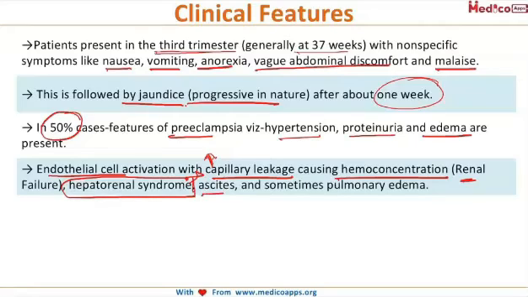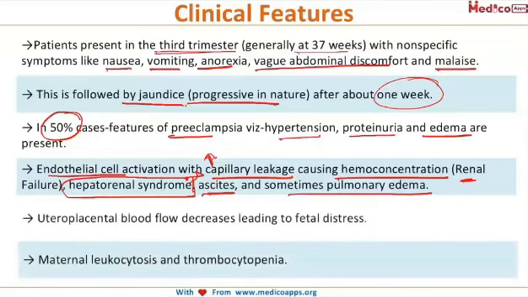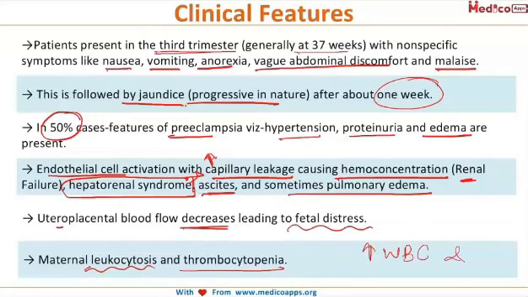There may also be presence of ascites and sometimes pulmonary edema. Then again, due to hemoconcentration, the uteroplacental blood flow also decreases, and this will lead to fetal distress. And in acute fatty liver of pregnancy, typically maternal leukocytosis and thrombocytopenia are present. That is, the number of WBC will be increased and the platelet count is decreased.